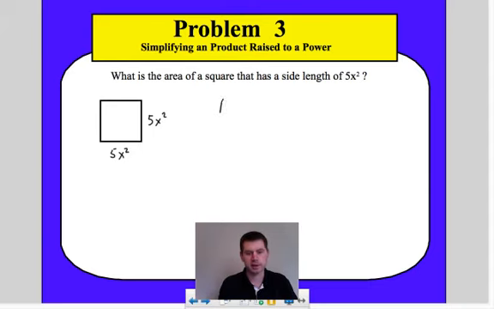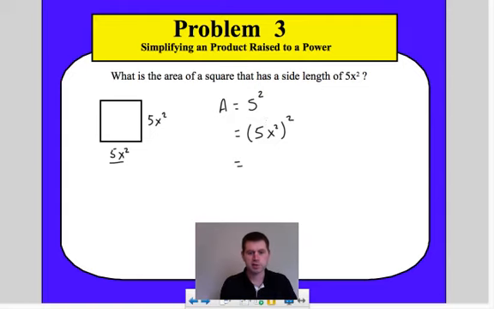Now we want to talk about area. Well, area of a square is length times width, as many of you will refer to, but since they're the same, area of a square is more precisely side squared. We know the side is 5x squared, so we're going to replace the s with 5x squared. And that's being squared. There's that squared. This is the side length, there's the squared.